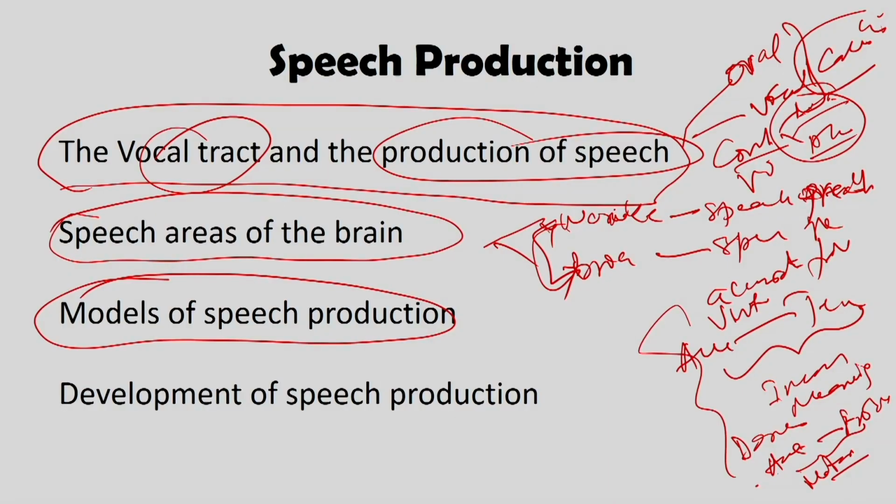And lastly, we looked at how development of speech production happens in children. In the first 6 months, infants produce a variety of speech-like sounds, with the onset of canonical babbling, and the child begins to produce clearly perceived consonant vowels. So, we looked at how development happens.